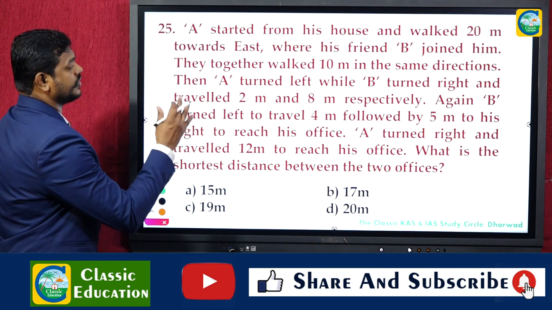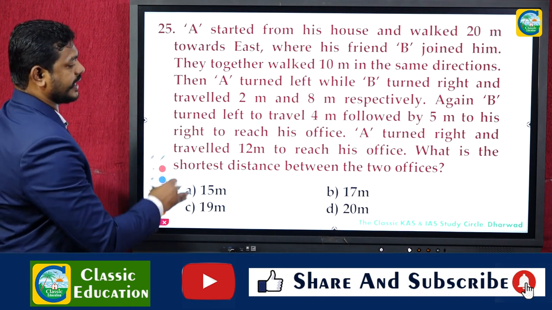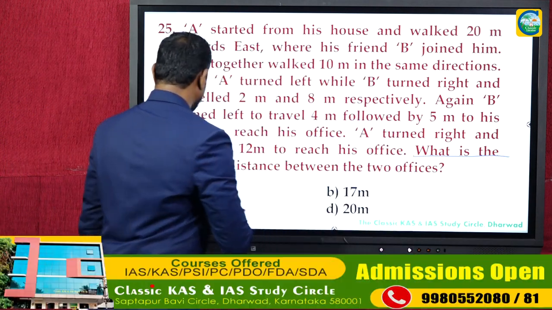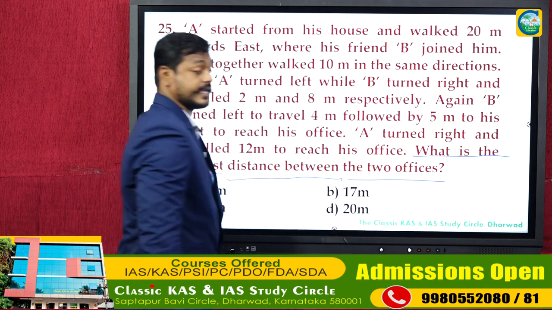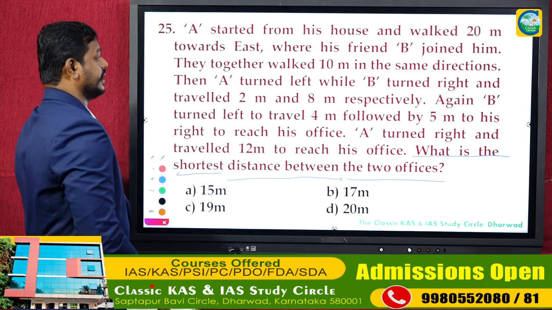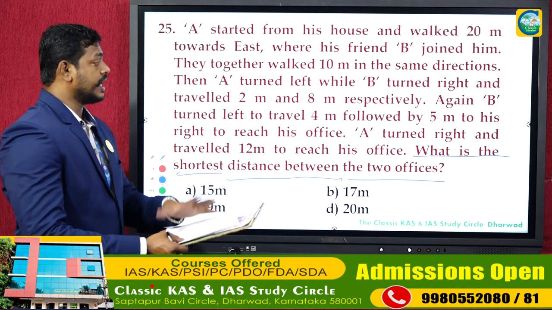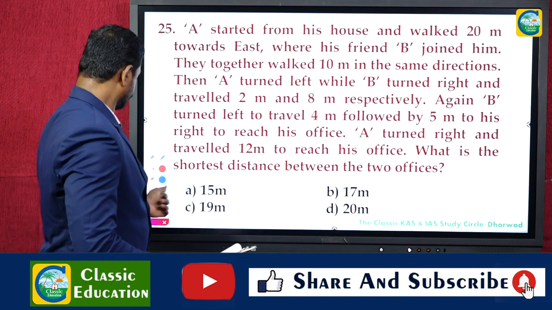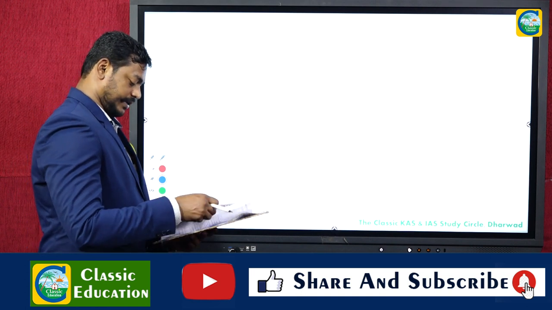So we have to draw the particular diagram. On the basis of the diagram we get to know the exact answer. The question is, what is the shortest distance between the two offices, they are asking, right friends? So let me check here, okay, we draw the diagram here, right? I already have the question here, and I'll solve it on the next page. I'll read the question and I'll solve it.